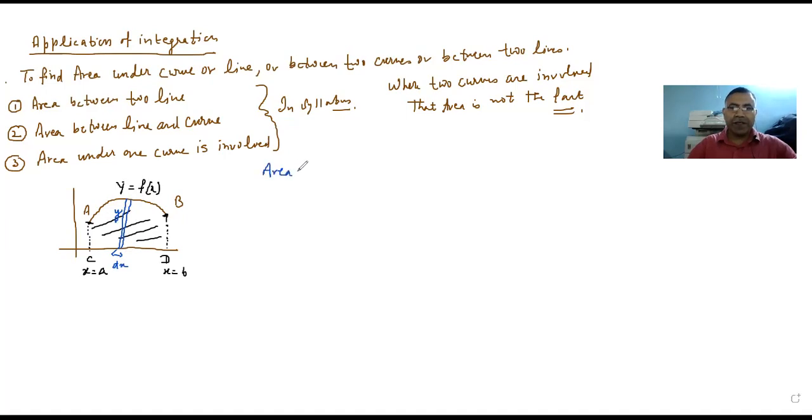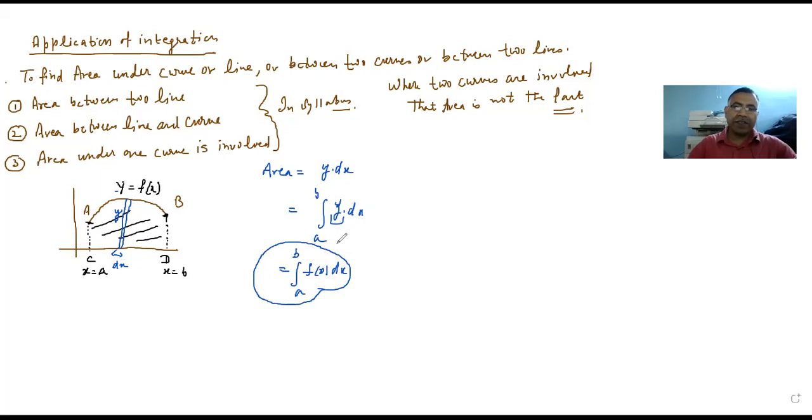So area is equal to length times breadth, but I want to get the area under the entire curve. So I have to take the limits x equal to a and x equal to b. So what I am doing, integral from a to b of y dx, because I have taken the limits of x. So this term should be in x. So I know that y is equal to f(x). So this becomes integral from a to b of f(x) dx. This is the formula to get the area.